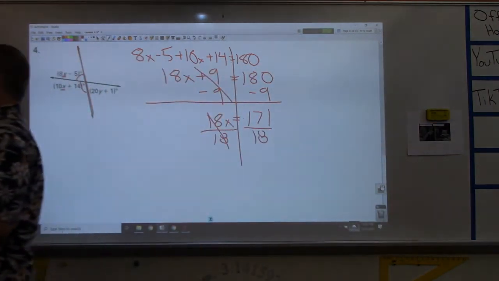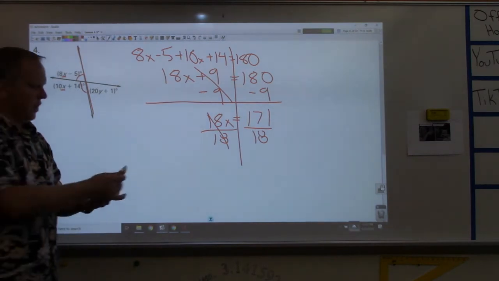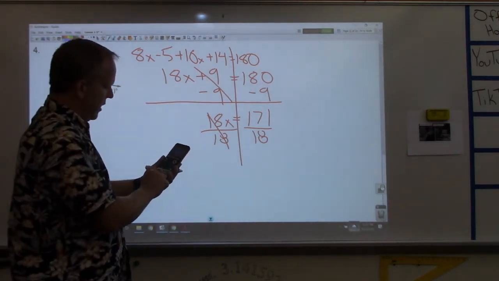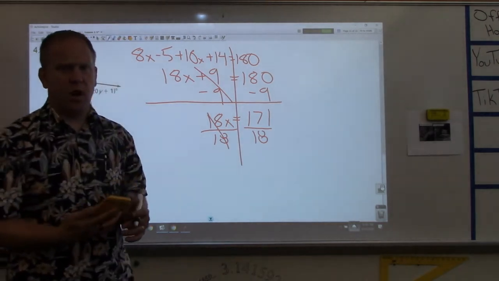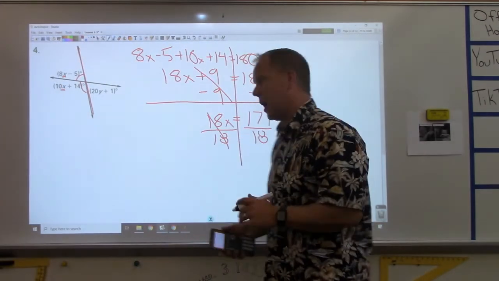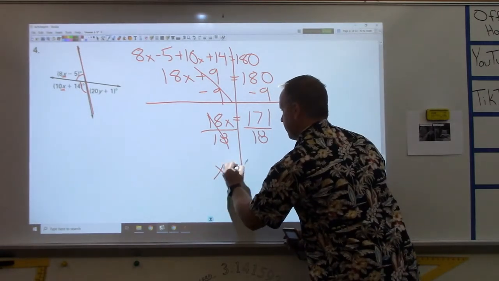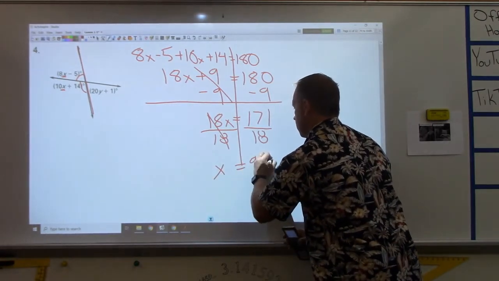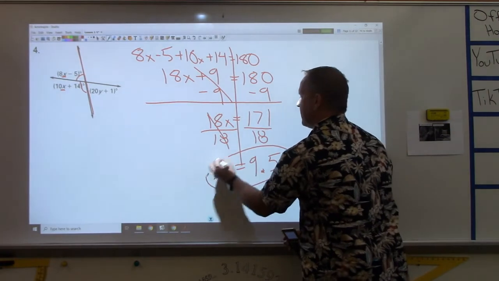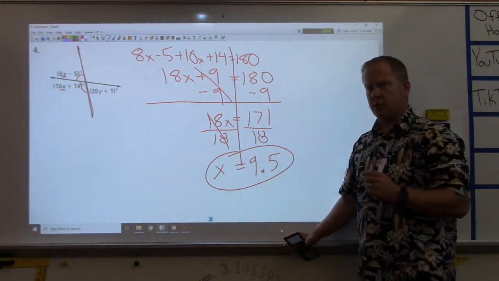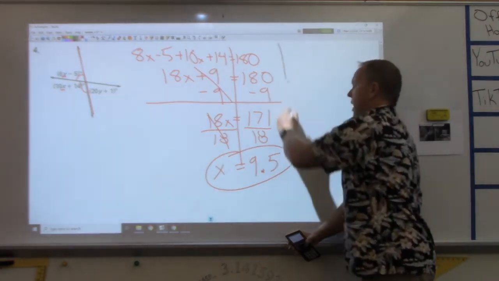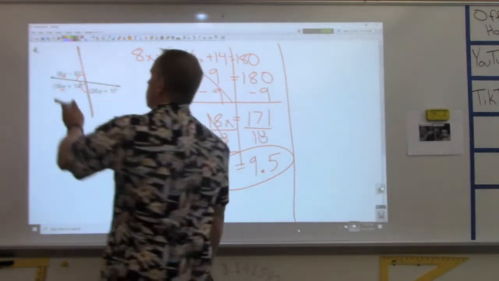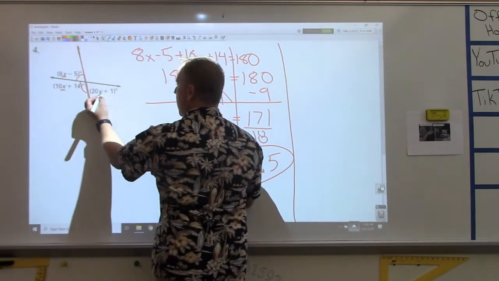Now, if I get out my calculator, because some of you are like, that doesn't go evenly. People plug it in their calculator. I got 9.5, that's got to be wrong. No, folks, decimals are okay in math. So in this case, x is 9.5. Now I didn't ask for the angle measure, so I can stop there, but now I got to find the value for y.